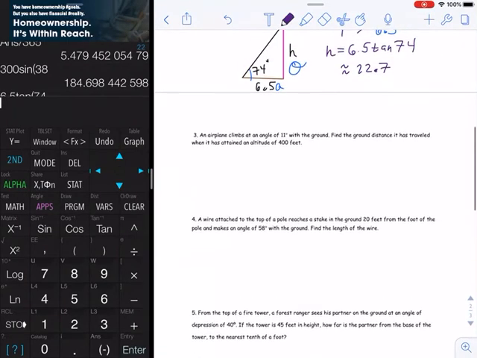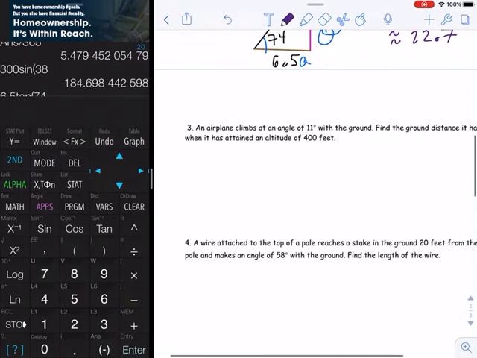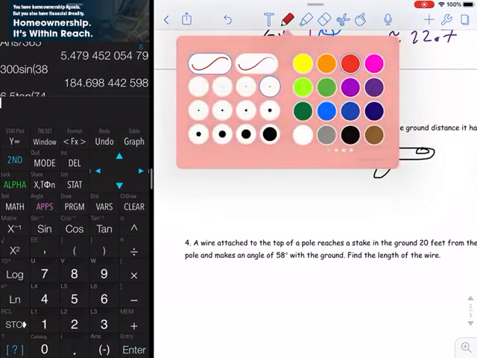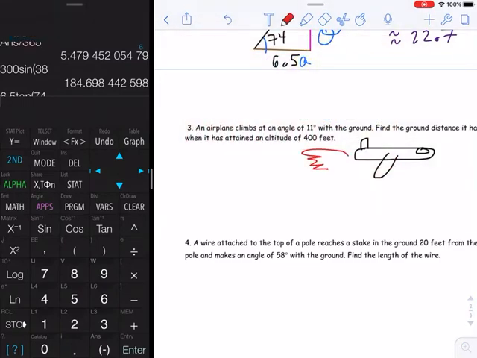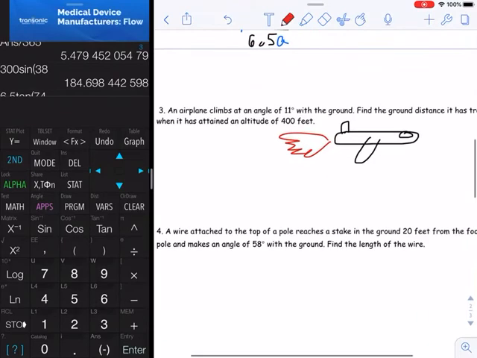Alright, picking up right where we left off. An airplane. So here's our airplane. Look how fast it's zooming. There's fire coming out of the engines. This airplane's in a hurry.